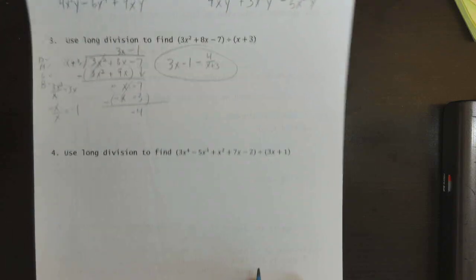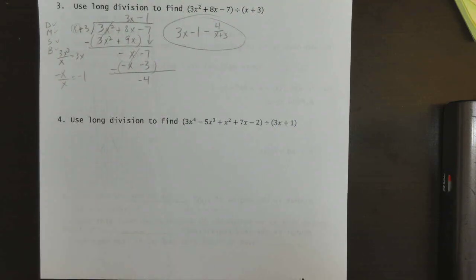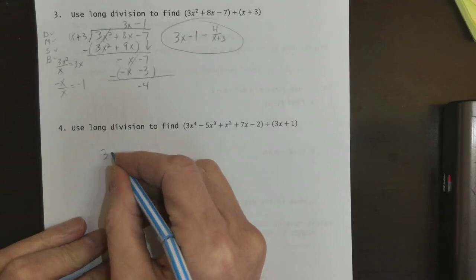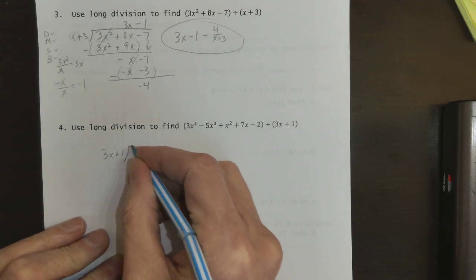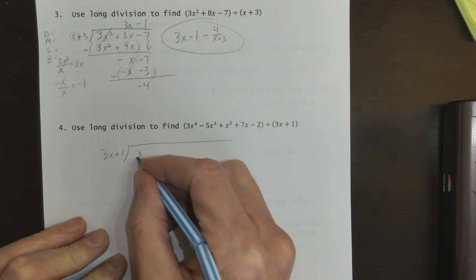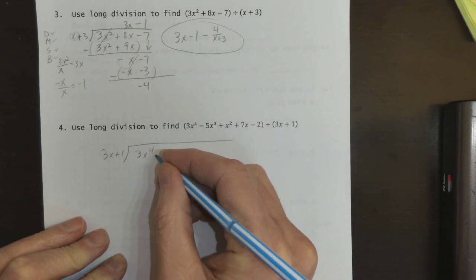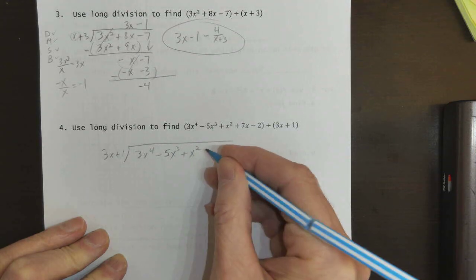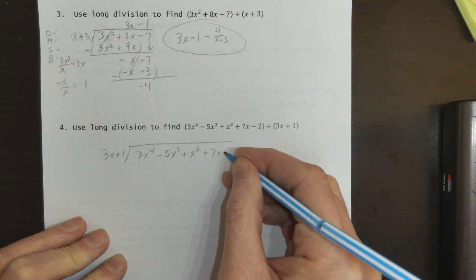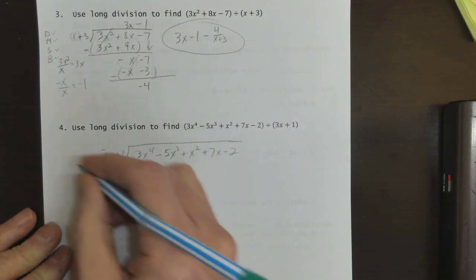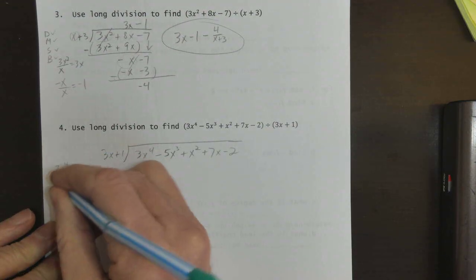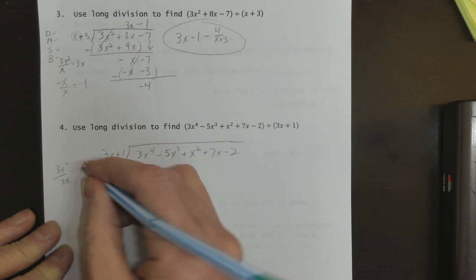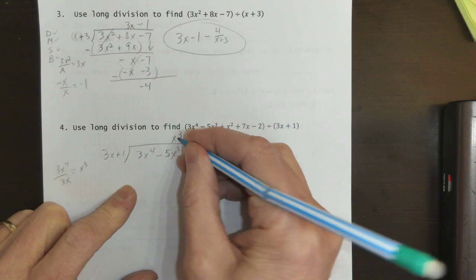Alright, next, I'm going to use long division to do this one. I'm going to take 3x plus 1, and go 3x to the 4th, minus 5x to the 3rd, plus x squared, plus 7x minus 2. 3x to the 4th over 3x is x to the 3rd. So I'm going to put x to the 3rd up here.